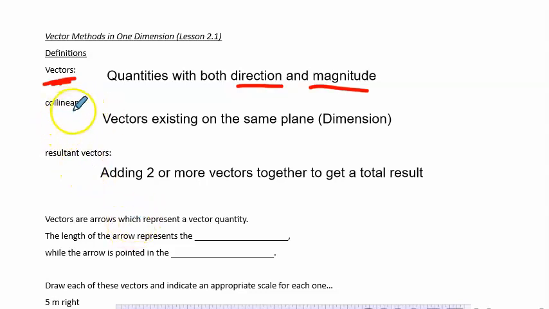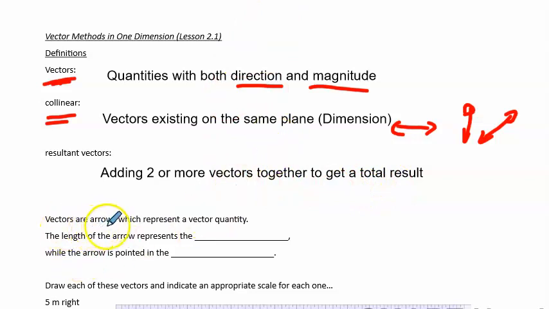When we talk about vectors having both direction and magnitude, they can then exist collinearly, which means they exist on the same plane or dimension. Now that could be kind of like an east-west plane or a north-south plane or even some sort of diagonal plane, but they are in the same line with each other. If you have multiple ones collinearly, you add the two together and you get a total result. That is the resultant vector, the total of adding things together.